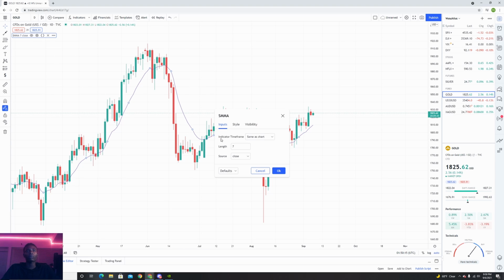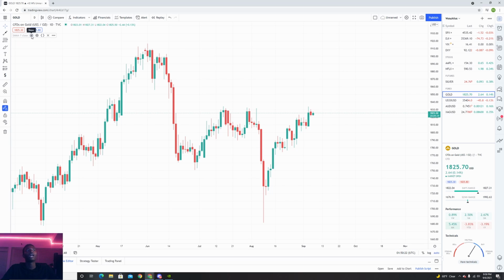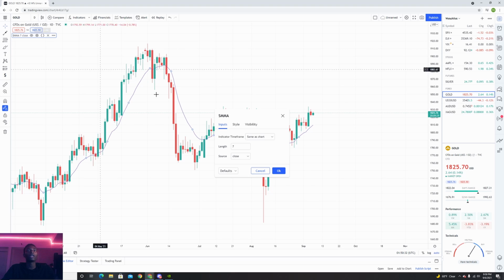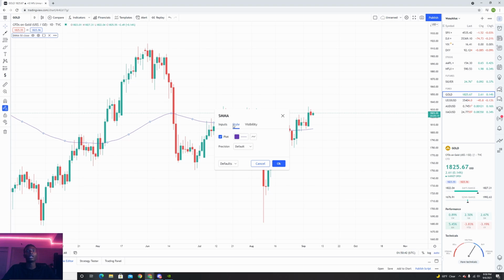Now, you come over here. If you hit this I, it will take it away. I don't want to drag this video out for anyone that already knows how to use TradingView, but I want to make it as informational as possible. So you hit settings right here. Once you hit settings, the length, you want to change this to 50, right? So 50. Also, you got visibility right here. So inputs is where you put in 50.